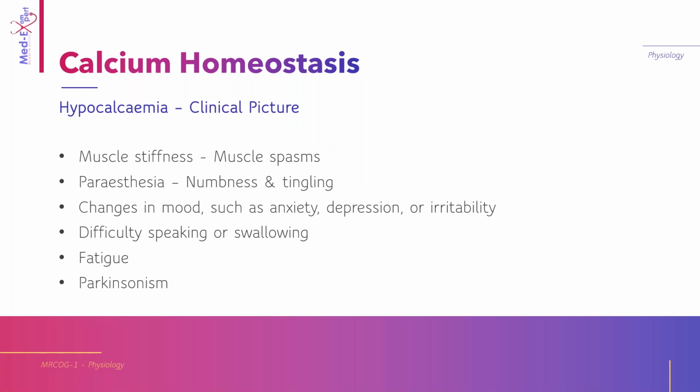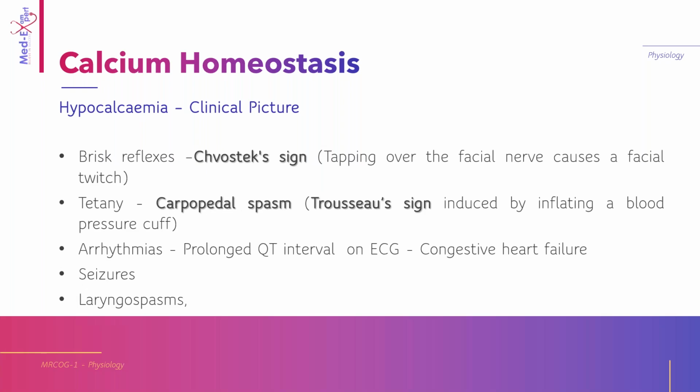Of course, hypocalcemia is famous with clinical pictures like muscle stiffness, muscle spasm, paresthesia, numbness, and tingling. Also, it is associated with a very famous sign, which is called Chvostek's sign, which when we tap over the facial nerve, it will lead to a facial twitch. And of course, in severe cases, it will lead to tetany or carpopedal spasm or the Trousseau sign. Also, it leads to arrhythmia, prolonged QT interval on ECG, and also in severe cases, it can lead to seizures and laryngospasm. All these are the clinical pictures of hypocalcemia.